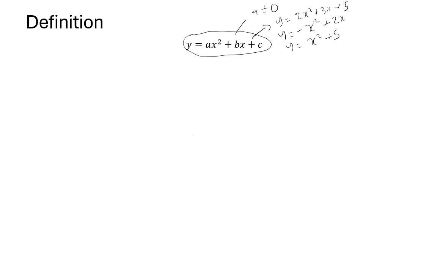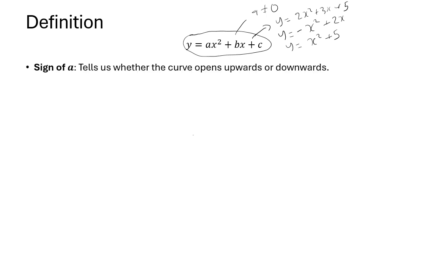So how do we sketch this quadratic function in the graph? The sign of a always tells us whether the curve opens upwards or downwards. If a is greater than 0, we will expect a U shape, and if a is less than 0, we'll have this kind of sad face. And this is the smiley face, we'll have an N shape. So that's the first step.